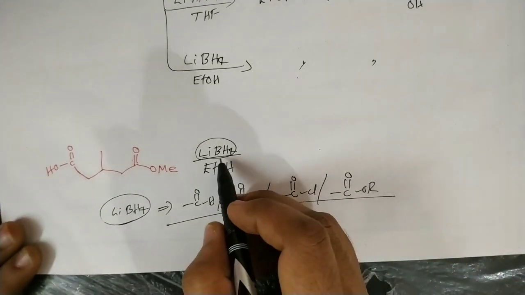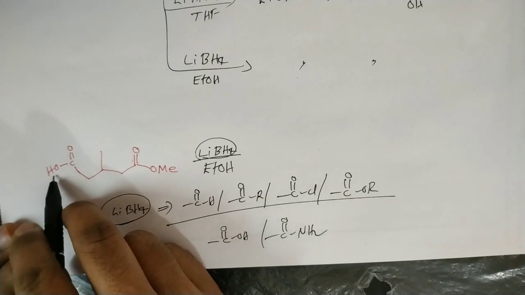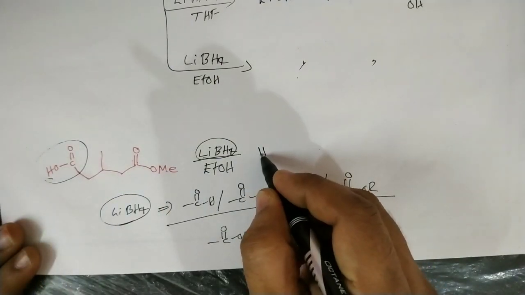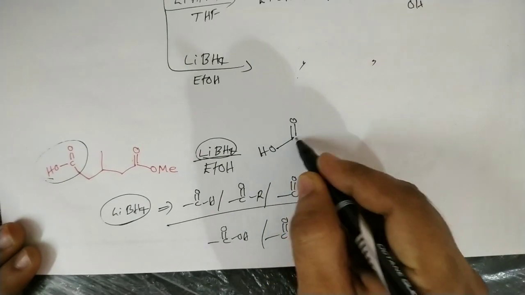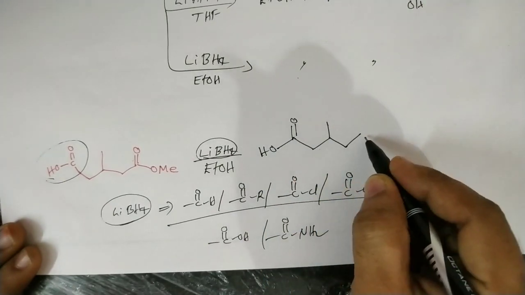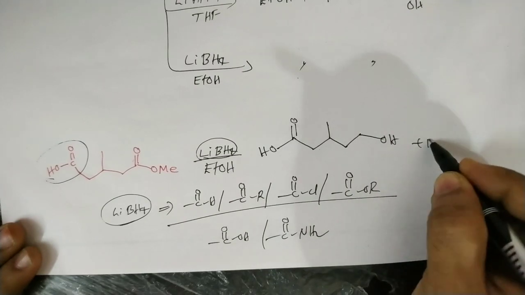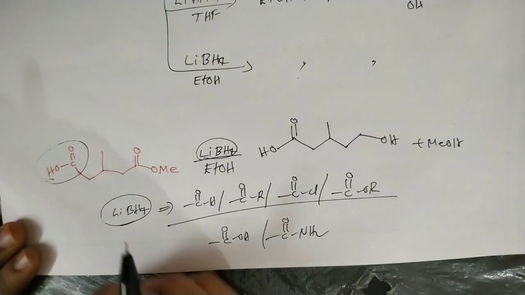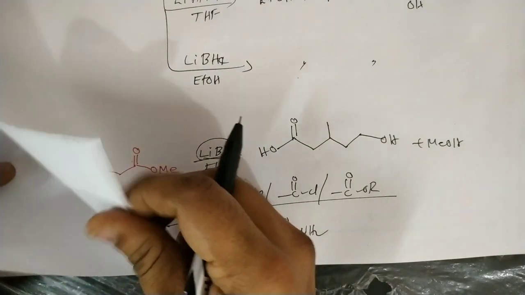So in this case, lithium borohydride selectively reduces the ester in the presence of the carboxylic acid. The carboxylic acid is not reduced, so it remains unaffected. The product is this one, methyl alcohol. It is a chemoselective reaction because lithium borohydride selectively attacks the ester functional group. Okay, that's it.